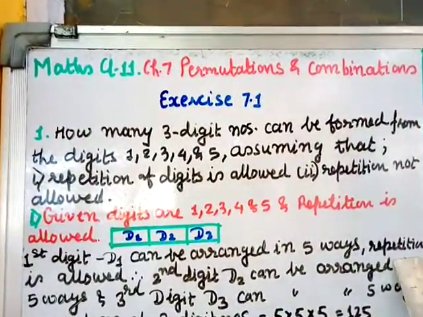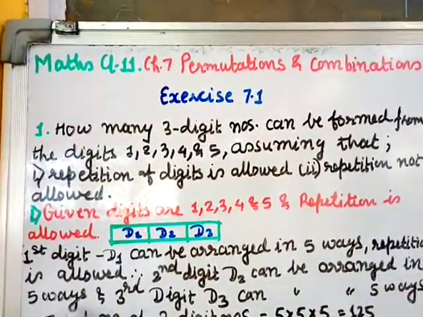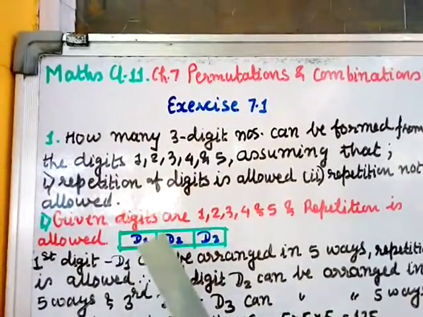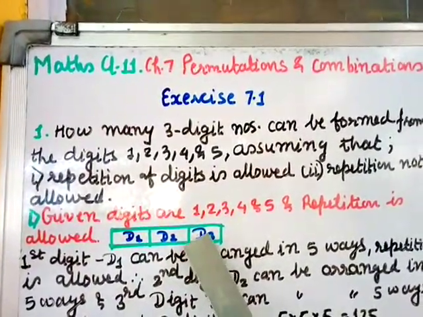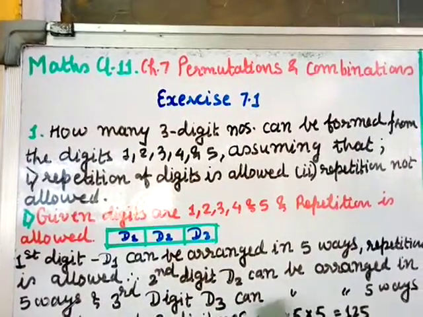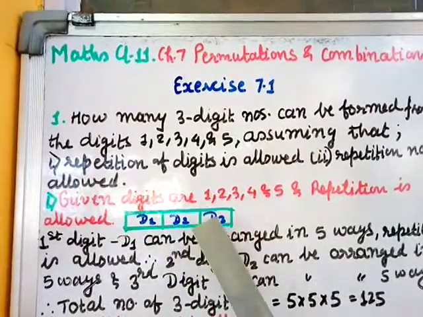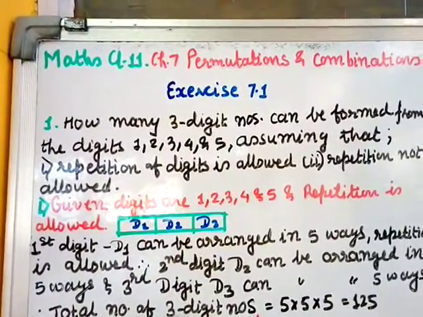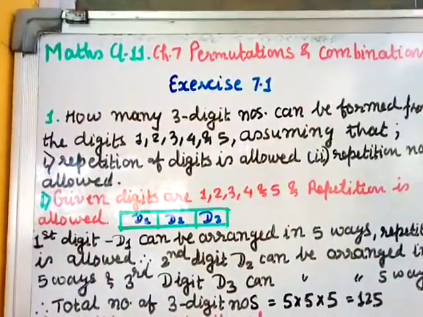Now repetition is allowed, therefore the second place, that is second digit D2, can be arranged in 5 ways, because repetition is allowed. Similarly third place, that is third digit D3, can also be arranged in 5 ways. So here 5 ways, here 5 ways, here 5 ways. Therefore total number of 3 digit numbers equals 5 into 5 into 5, which gives you 125.